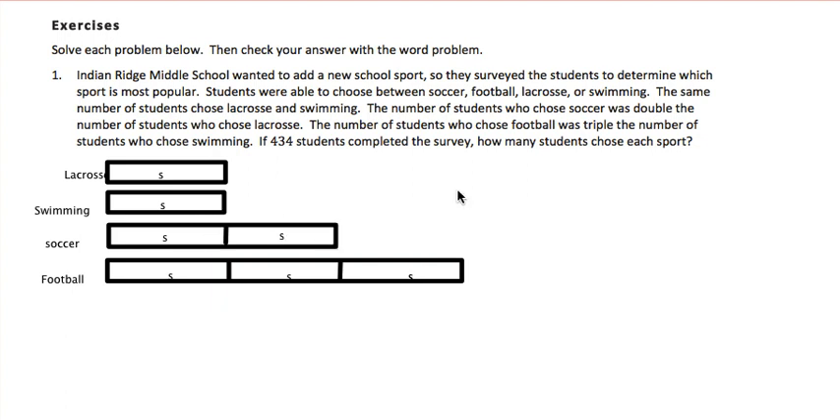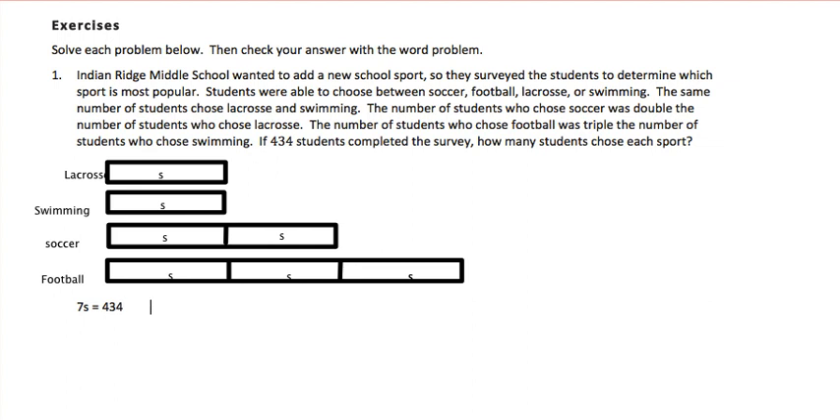Now at this point in the problem, it should start looking rather easy to you. Because we know now at this point that 434 students completed the survey. That means that all of these pieces added up must be 434. And now we need to determine how many students chose each sport. So we're going to need to write an equation. And I have 1, 2, 3, 4, 5, 6, 7 S's. So 7 times S is equal to 434.